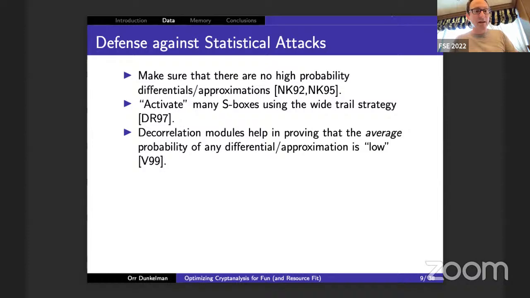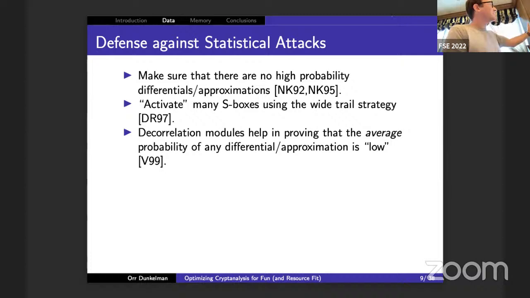And then, of course, we have the wide trail strategy by Joan and Vincent that shows that you can activate many S-boxes, and then everybody should be happy because the probability of the differential is related to the number of active S-boxes, and therefore it's very hard to break the schemes. And there is the decorrelation theory by Serge that shows that you can make sure that the average probability of a differential or a linear approximation, when it's taken over all the keys, can be as low as you want, or low to the point of being random.